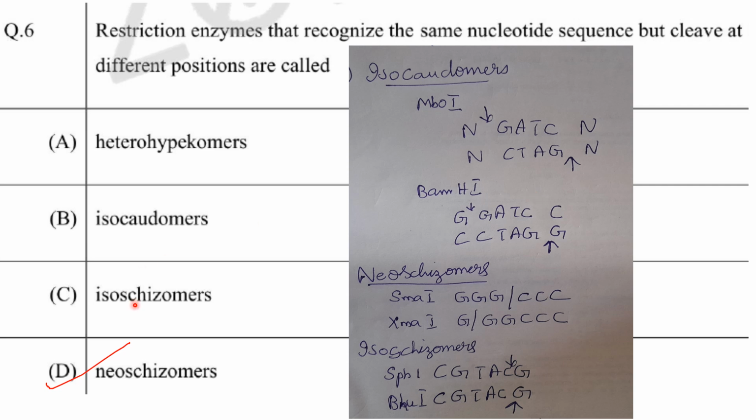Then what are isoschizomers? They are restriction enzymes which recognize and cleave at the same recognition site. So SphI and BhuI, it is the same recognition sequence, CGTACG. They cleave at the same recognition site. They are isoschizomers.